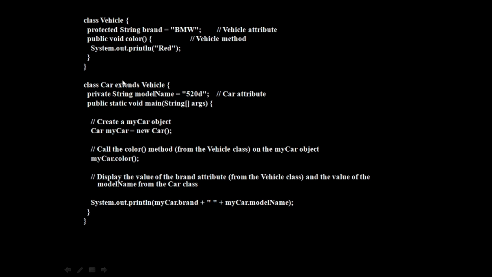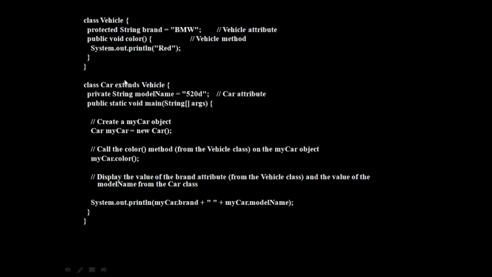Now let us go to the second class, that is class Car extends Vehicle. This extends keyword is used for inheritance. When we are inheriting a class, we use the extends keyword, and when we are inheriting an interface, we use the implements keyword.